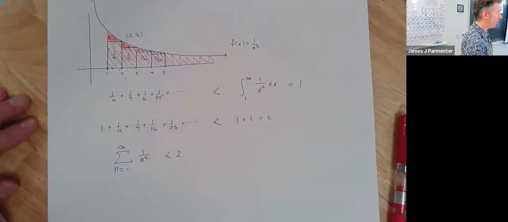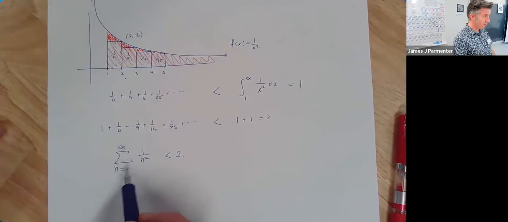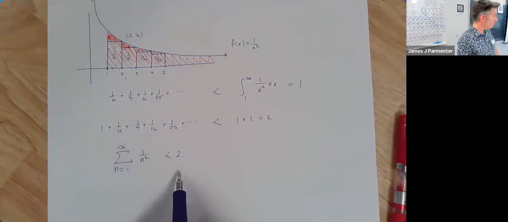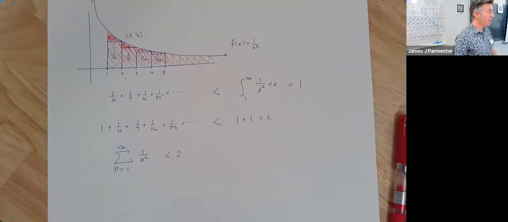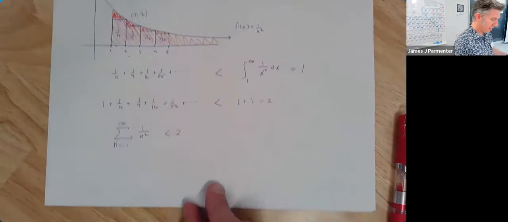Now there's a little bit more theory that I'm not going to explain here, but here's the basic idea. If your series is less than some integral that converges, your series also converges. So this series of one over n squared is convergent. It doesn't converge to 2. We actually know it converges to pi squared over 6. But if the integral is convergent, the series is also convergent. So here's the end result of this.